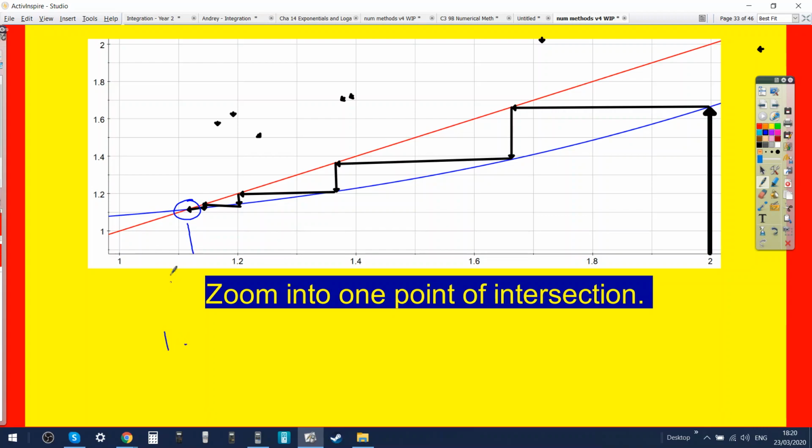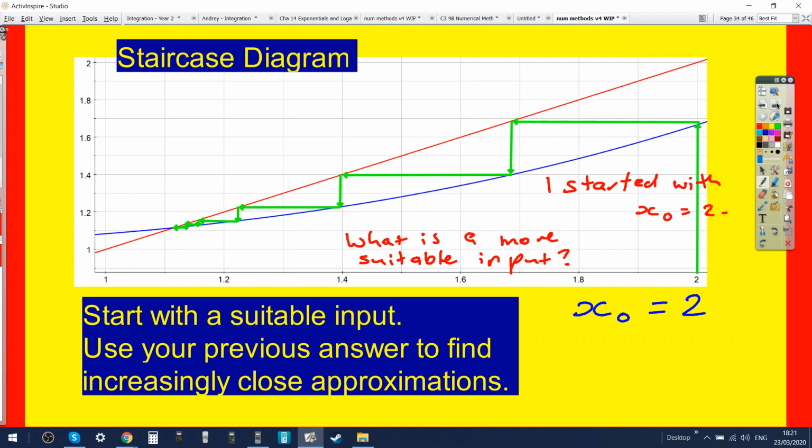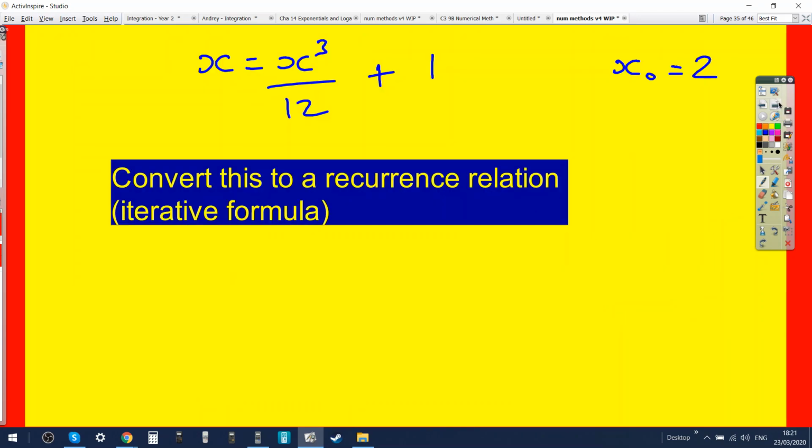It might say that's 1.1 because it's in between 1 and 1.2. So maybe it's 1.15 or something, 1.14, something like that. So we won't get a nice exact answer like the cube root of something, but we'll get an estimate of what it is. Yes, that's called a staircase diagram. Okay, so now let us use the calculator to do what we just did.